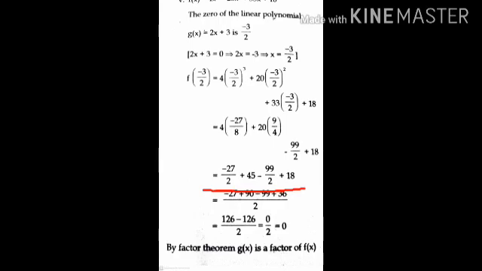Here the LCM of 2 and 2 is 2. Minus 27 plus 45 2s are 90, minus 99 18 2s are 36. That is equal to 90 plus 36, 126, minus 27, minus 99, minus 126, by 2. That is equal to 126 minus 126 is equal to 0 by 2, that is equal to 0. Therefore, by factor theorem, g of x is a factor of f of x because here the remainder is 0.